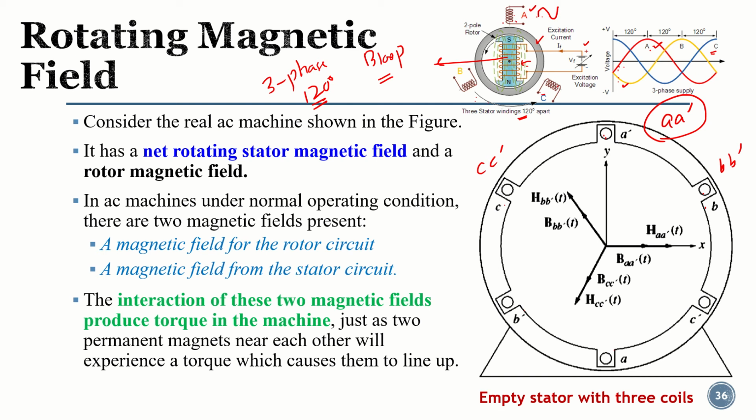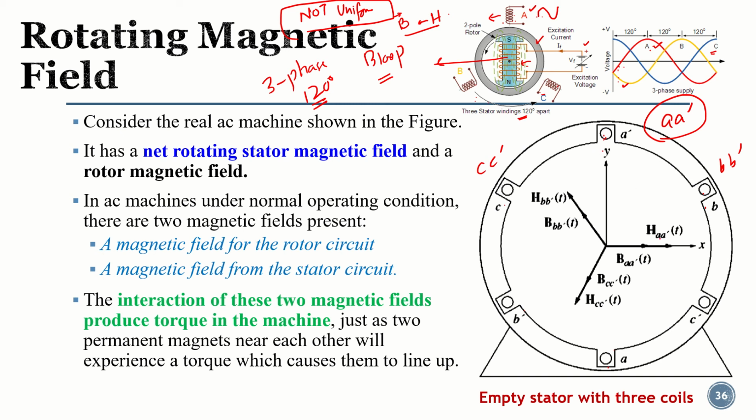So now we have a changing input current. Due to the changing input current, the magnetic field which will be generated will also be changing, and the magnetic field intensity will also be changing. It will not be a uniform magnetic field. So the magnetic field generated by the stator windings will not be uniform.